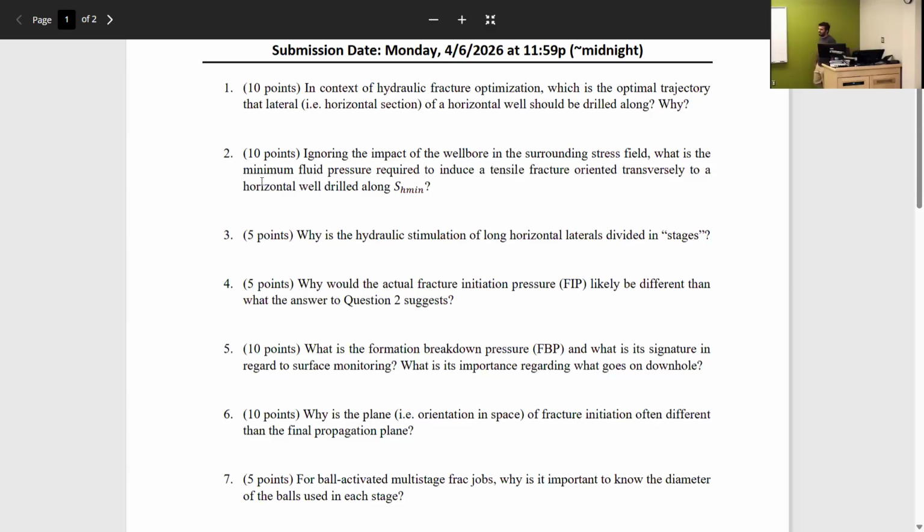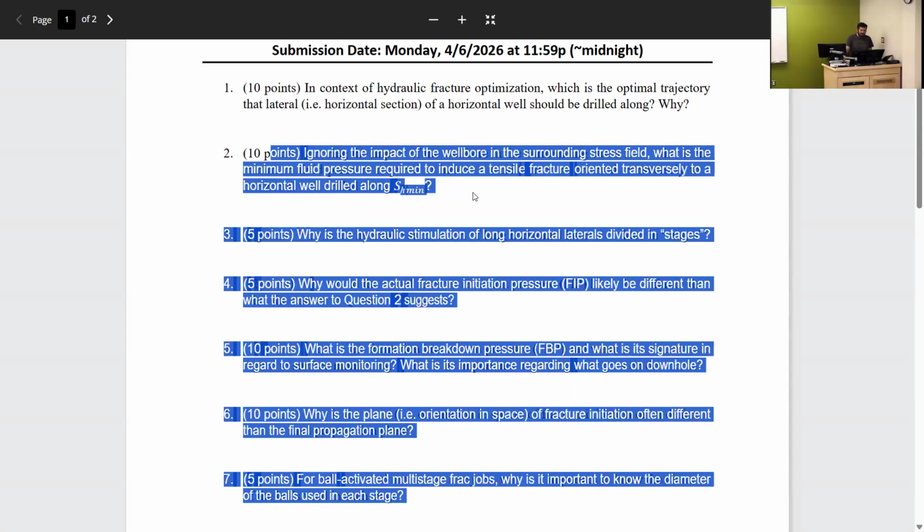And what really happens at breakdown? Like, what does it signify, physically speaking? Why is the plane, i.e., orientation in space, of fracture initiation often different than that of the final propagation plane? So, why do the fractures often start in one orientation and then switch into another? And that is, think about question number 2 about that, actually.